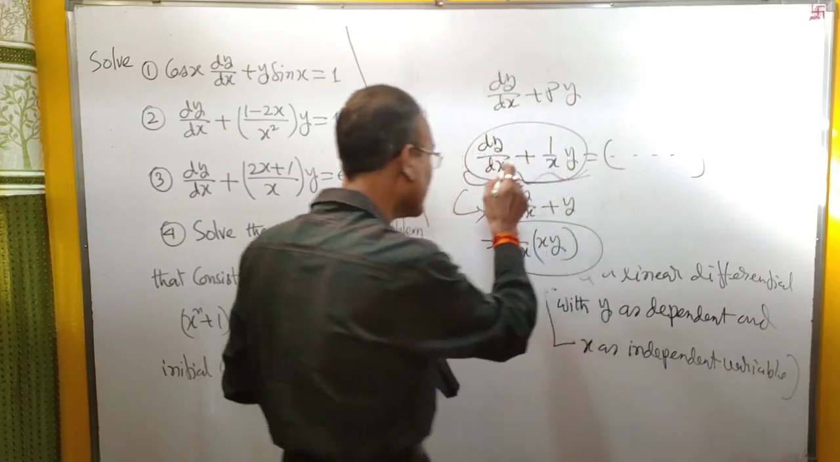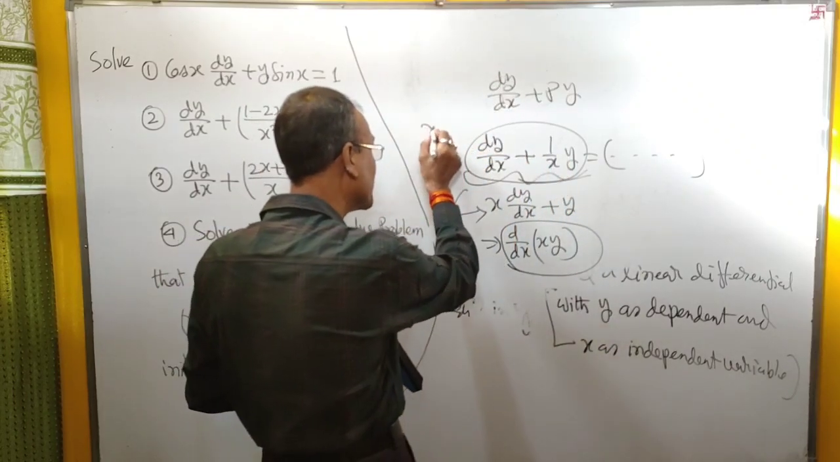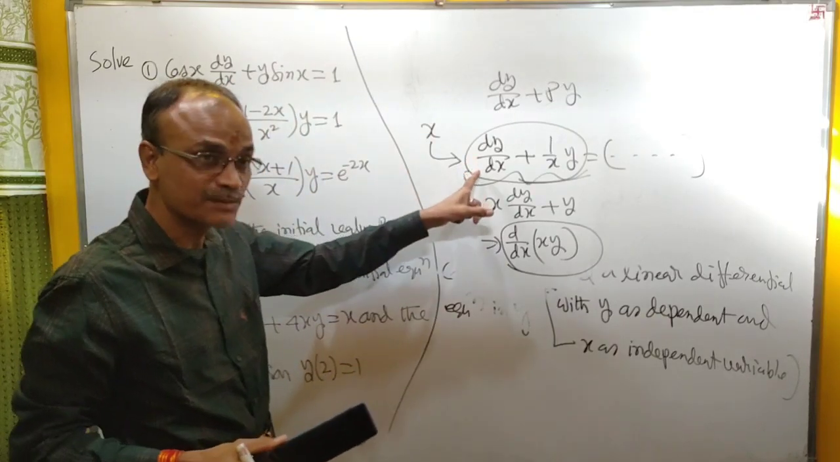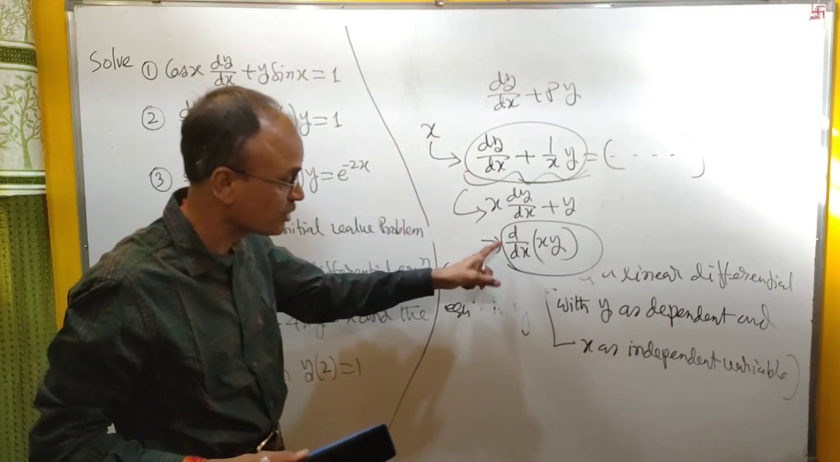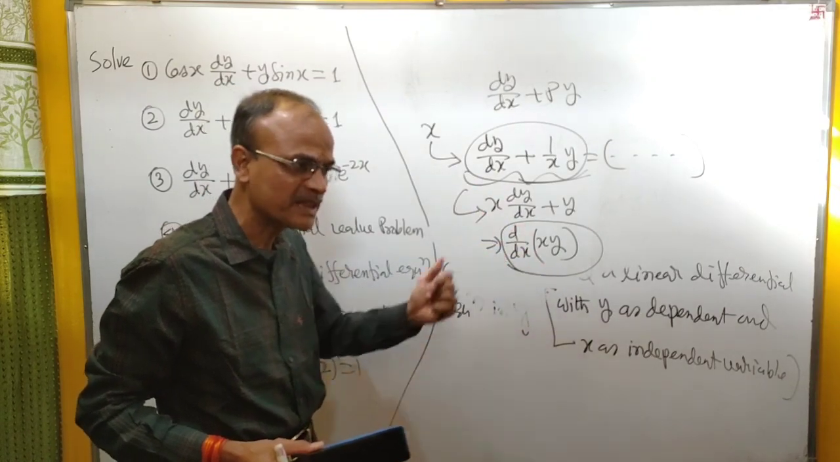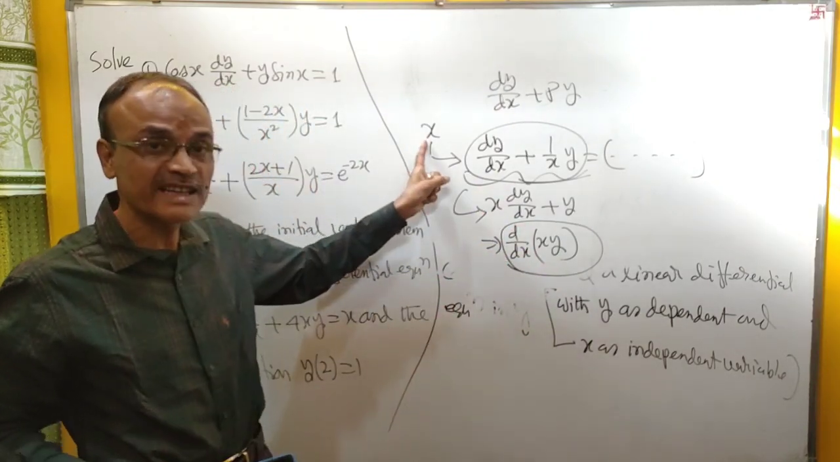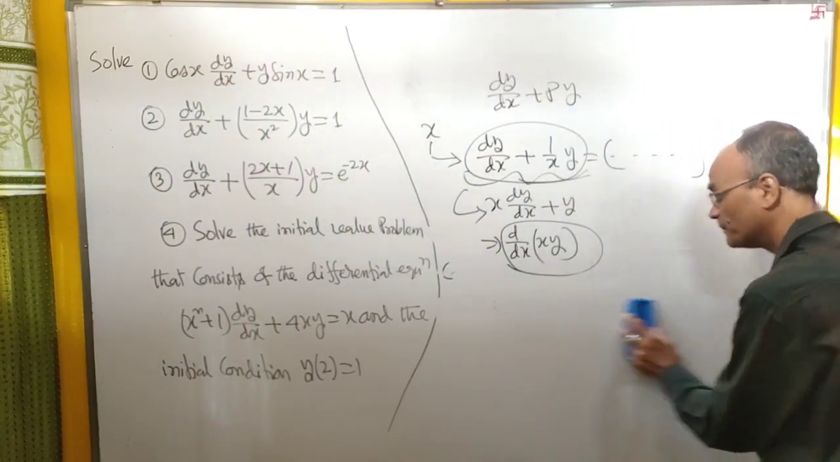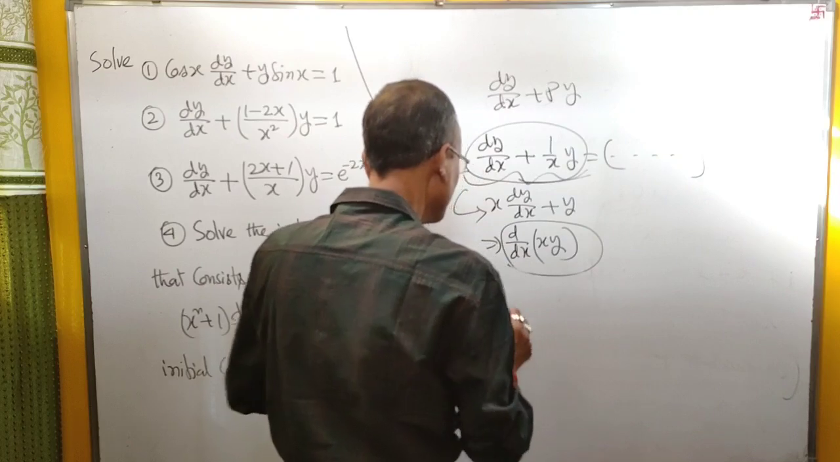Now, we have multiplied this differential equation by x. After multiplying this by x, the left hand side becomes a perfect differential. This factor is called the integrating factor.